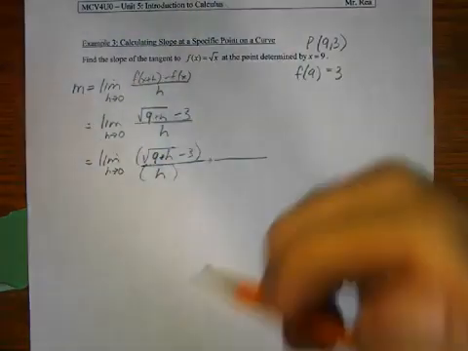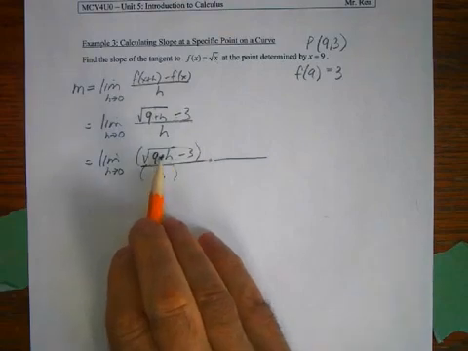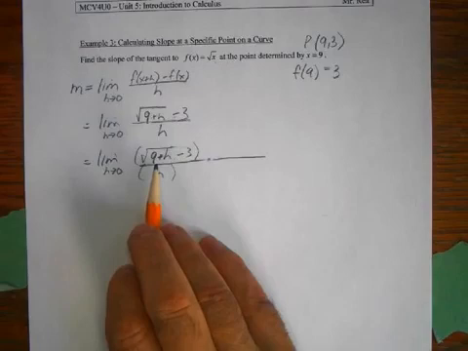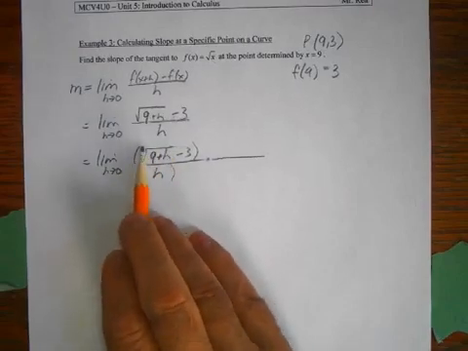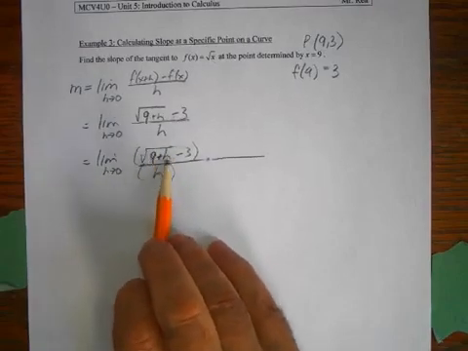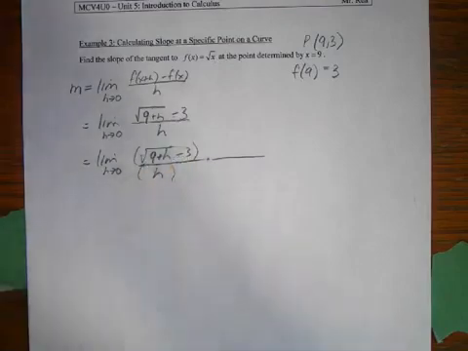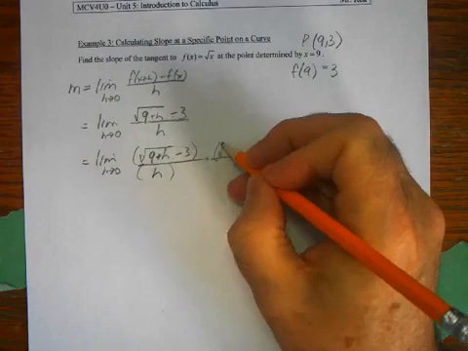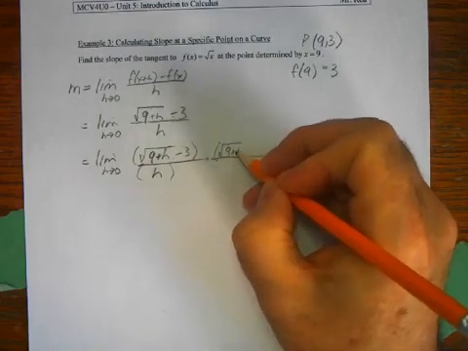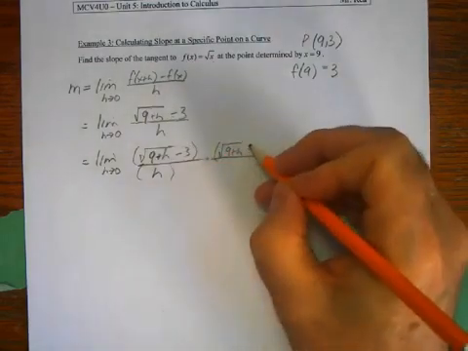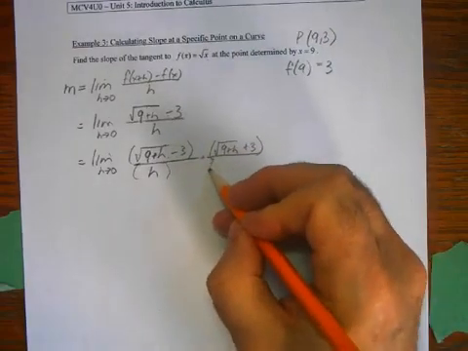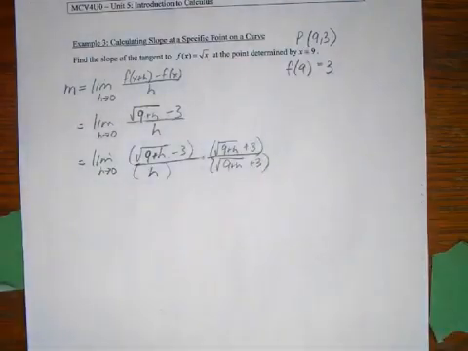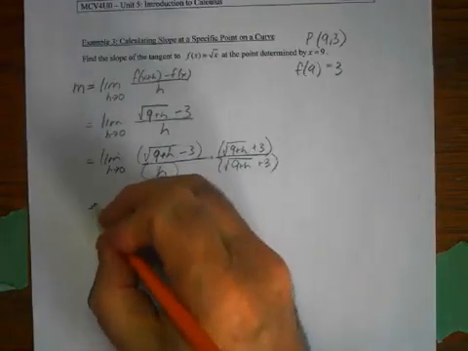Okay, that's better. So the conjugate of this, remember, it doesn't exactly look like a binomial, but let's just consider this as the first term. This is the first term, this is the second. Looking at it from that perspective, the conjugate would be square root of 9 plus h, and then we just change the sign here, plus 3. Same thing on the bottom. Okay, so let's see what happens here.